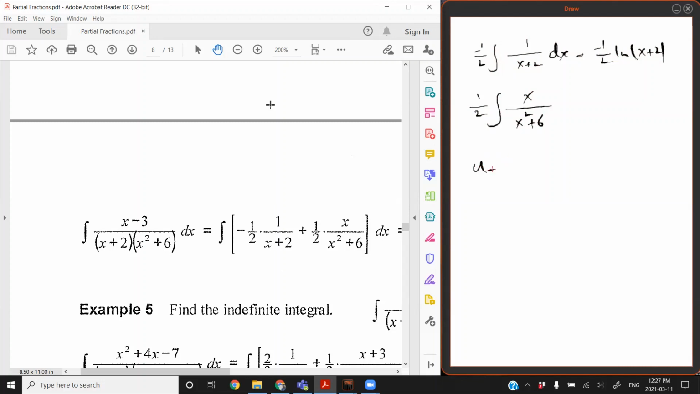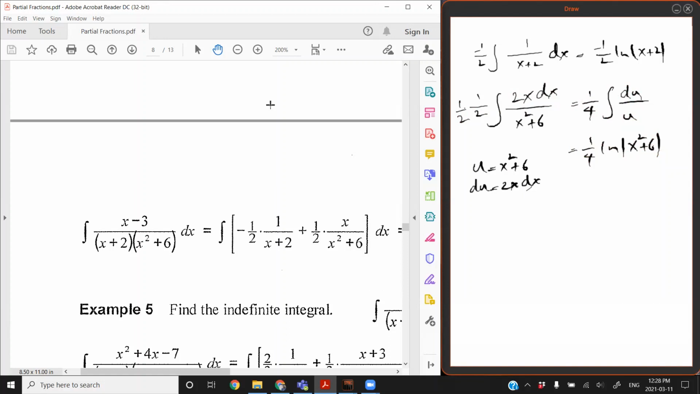I can take u to be x squared plus 6, then du is going to be 2x dx. So I am missing a 2. So I multiply by a 2 and I divide by a 2. Now this becomes 1 over 4 antiderivative of du over u. So it's going to be 1 over 4 ln of absolute value of x squared plus 6, like this.